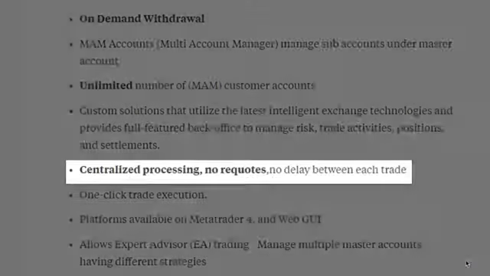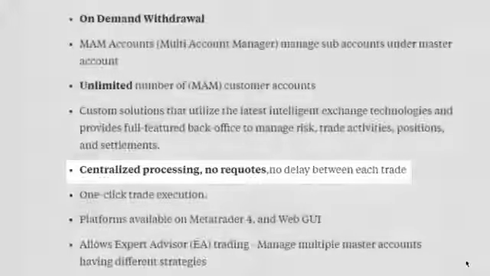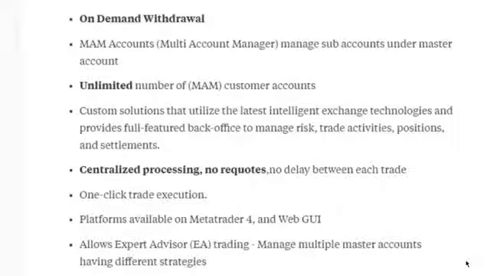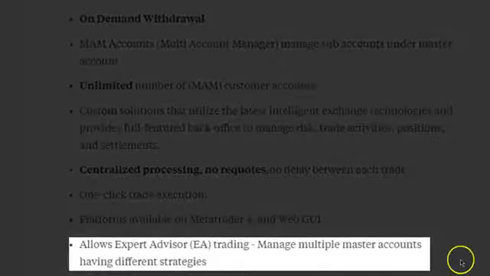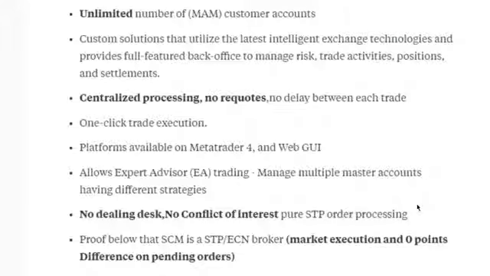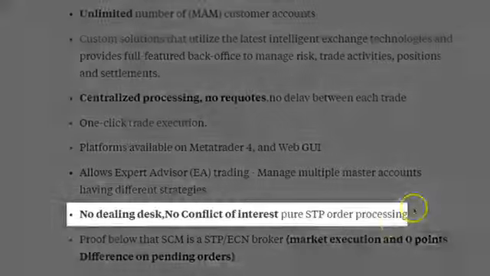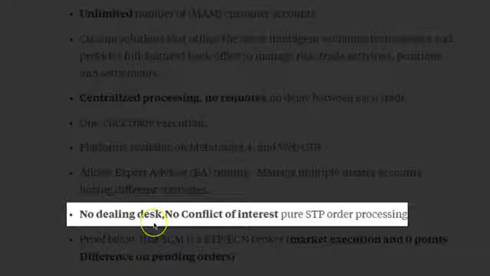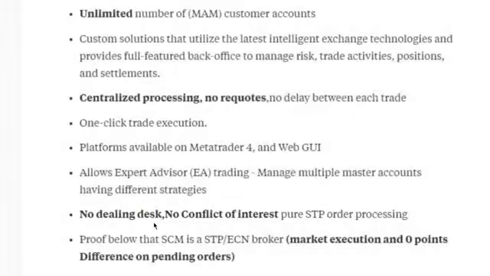So you can be assured there's going to be no requotes, no delays between your trades, as they have a central processing system, one-click order entry. It's available on MT4 and a GUI interface. They allow expert advisor trading, and you can have multi master accounts, as well as the different strategies that you can trade on the EAs. There's no dealing desk, so you do not have any conflict of interest when you're trading through this broker.